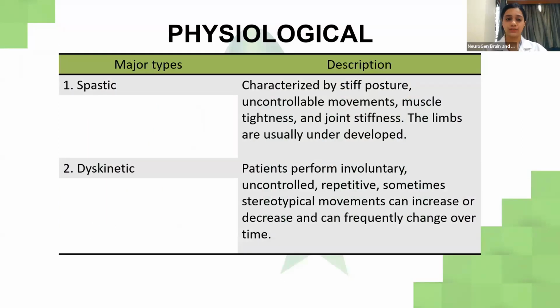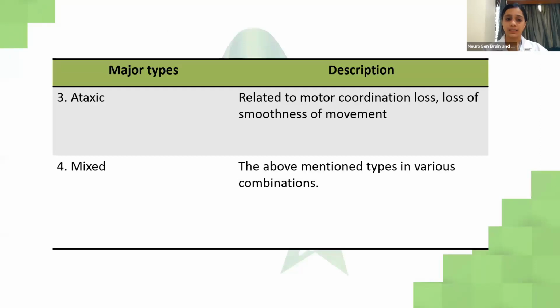Next is the physiological classification. It includes spasticity, dyskinetic, ataxic, and mixed. Spastic means it is characterized by stiff postures of any limbs, like all 4 limbs or any one side of the limb, as I told you in the topographical classification. Dyskinetic CP means it is involuntary in nature. It has 3 subtypes, which include dystonia, chorea, and athetoid. Next is ataxic cerebral palsy, which is related to motor coordination loss and loss of smoothness in the movements. And the last type is mixed, which includes all the above classifications.